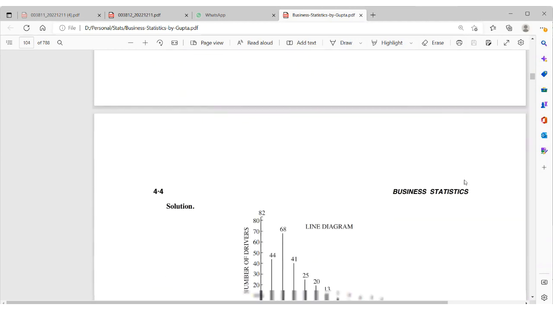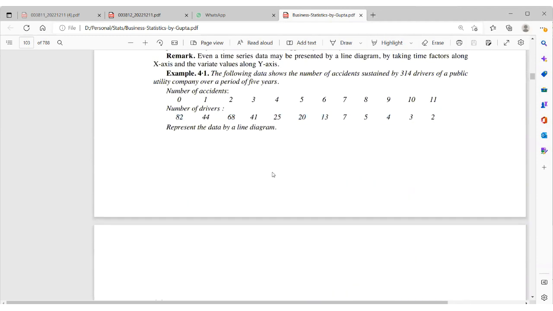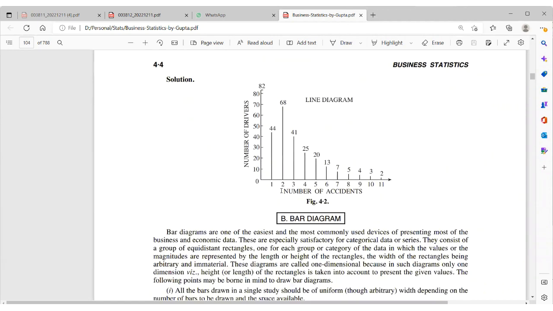Now, the first column should be the x-axis and the second one the y-axis. The number of accidents we put on the x-axis and this one on the y-axis. We start from 0, then 1, 2, 3 up to 11.